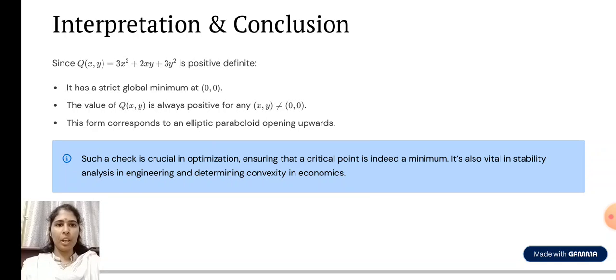Next is interpretation and conclusion. Here q of x comma y equal to 3x square plus 2xy plus 3y square is positive definite. It has a strict global minimum at 0 comma 0. The value of q of x comma y is always positive for any x comma y not equal to 0 comma 0. So this form corresponds to an elliptic paraboloid opening upward.